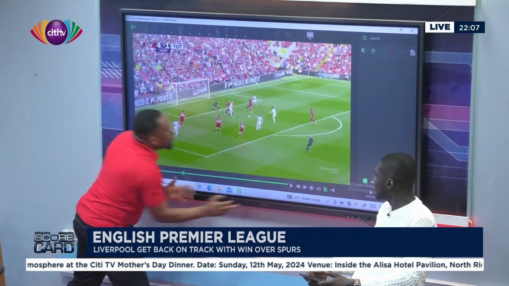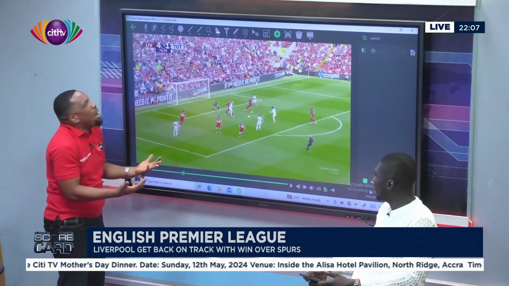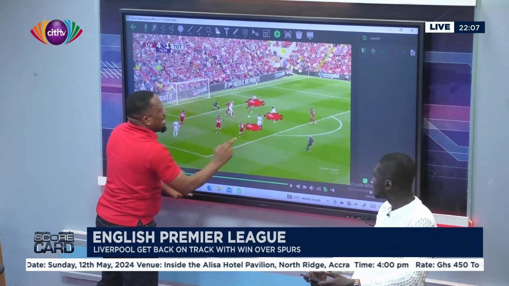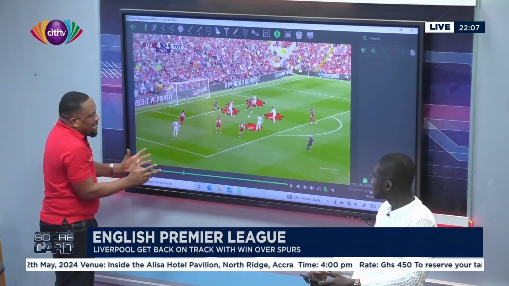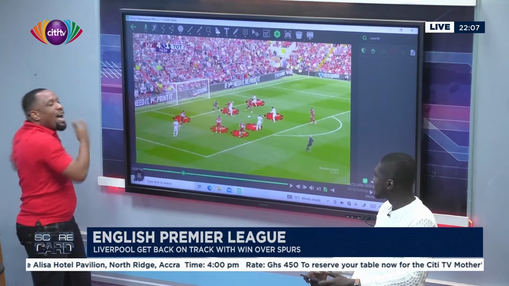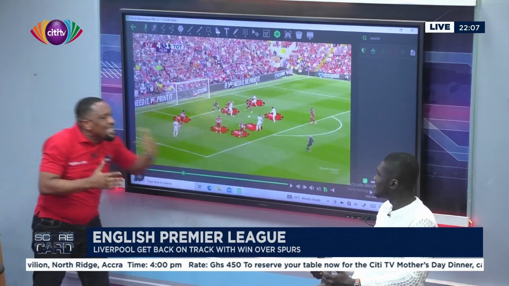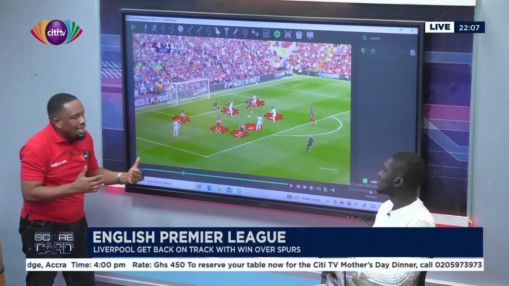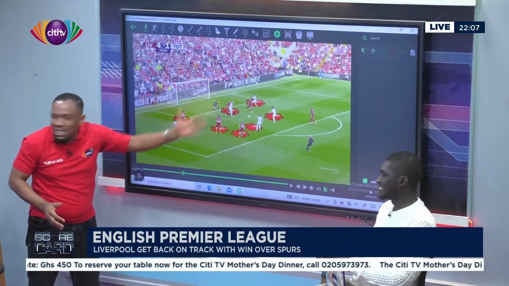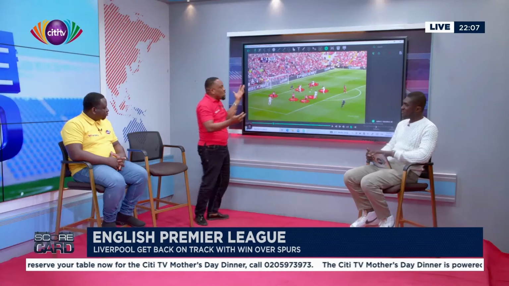So you see Richarlison. Then Van Dijk closes him down here. But look at the number of Spurs players in the box: 1, 2, 3, 4, and Richarlison. Now, at this stage, all these three Liverpool players were passive. They were out of the equation. They couldn't interfere with whatever was being done. And once Richarlison cushioned the ball, you don't want to give Son Heung-min such an opportunity in your box. He's going to put it away.